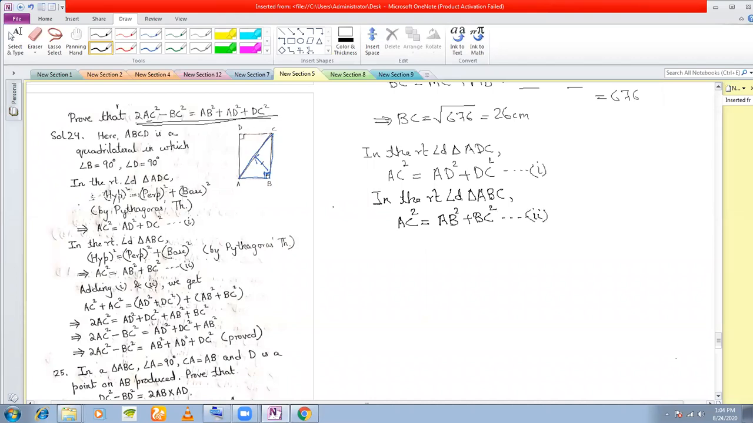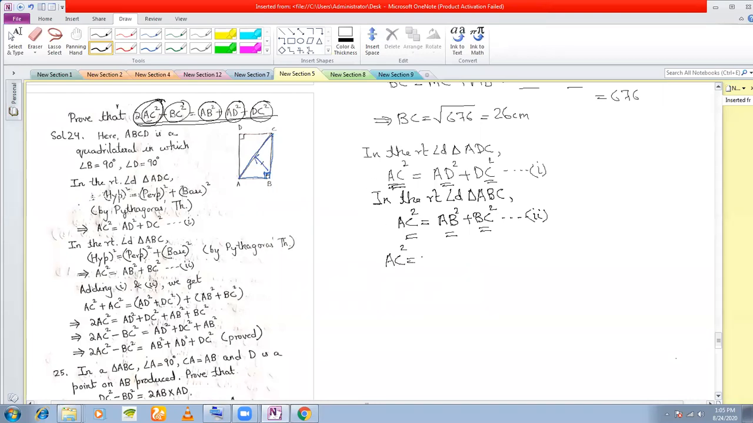Now see, in the proof, what all sides are involved? You have the side AC square, so AC is here. BC square, you have BC here. You have AB square, you have AB here. AD square, you have AD here. DC square, you have DC here. And there are two ACs. And what do you need to prove? Twice of AC square. So what we do is, we add the two.